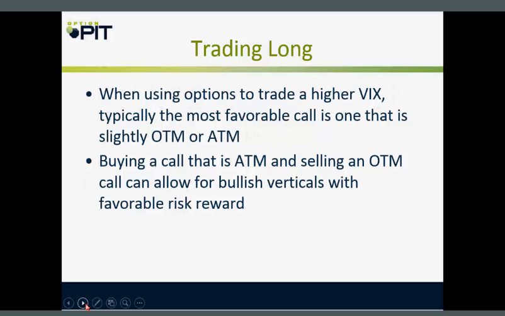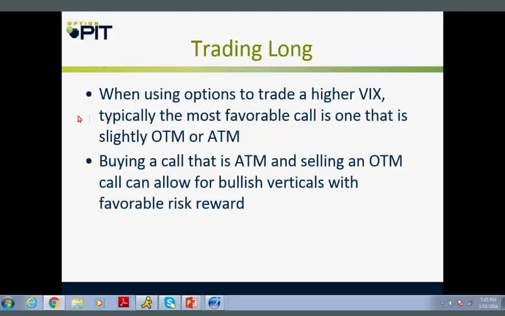So when using options to trade a higher VIX, typically the most favorable call is one that is slightly out of the money or at the money. All right? Buying a call that is at the money and selling an out of the money call can allow for bullish verticals with favorable risk reward.